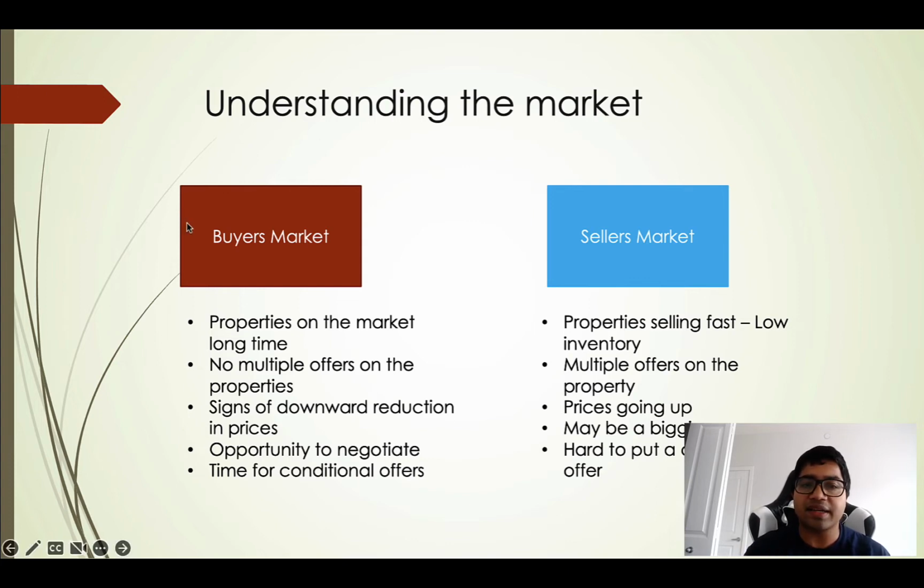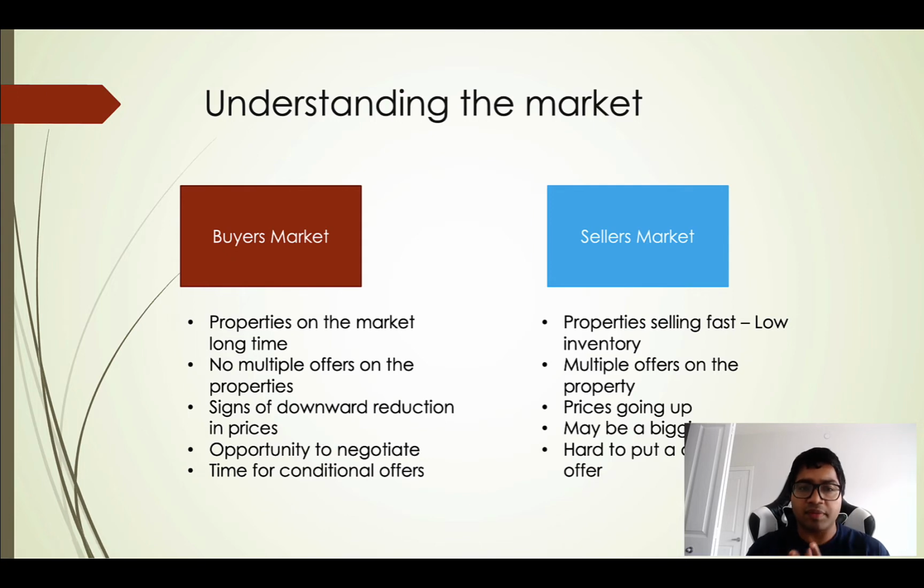A buyer's market is when properties are on the market for a long time. Properties are not selling quickly. The lead time is very long. Properties are getting revised downwards in prices, and they're not selling that quick. There are no multiple offers on properties, so you can take your time and make an offer. There is no bidding war. There is a sign of downward reduction in prices. So this is a key point.